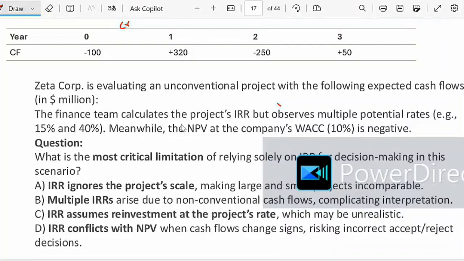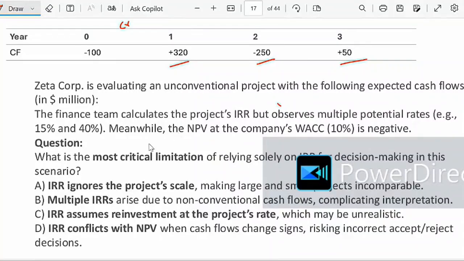Negative means the cash is going out of the company. So it means they have invested this, right? In the first year, the cash inflow is $320 million. In the second year, they are losing this much. In the third year, they are getting this much, right? So it starts negative, then jumps to positive, and then dips negative again, right?